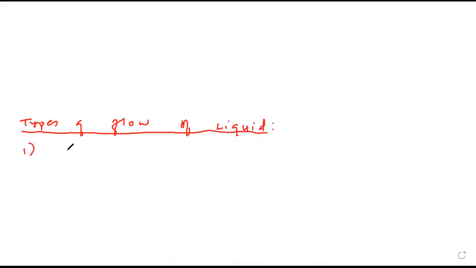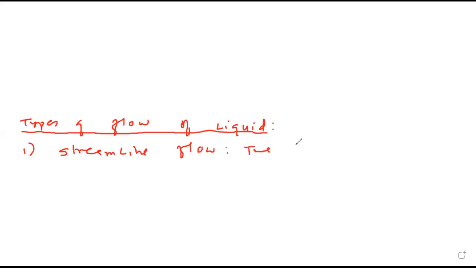Types of flow of liquid. There are two types of flow of liquid. One is called as streamline flow.